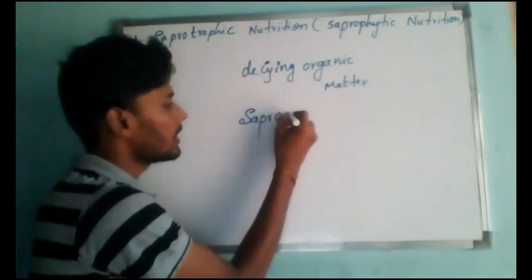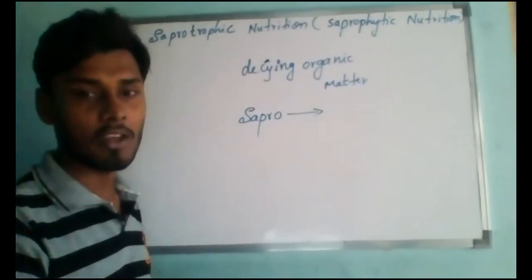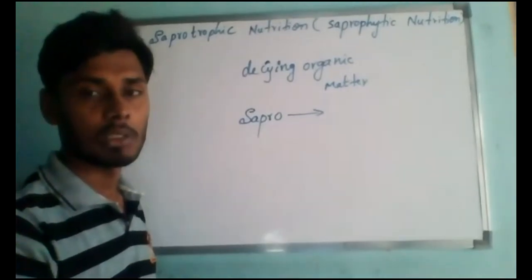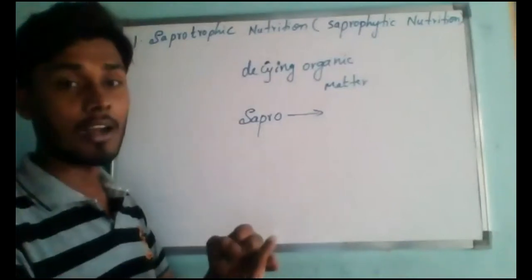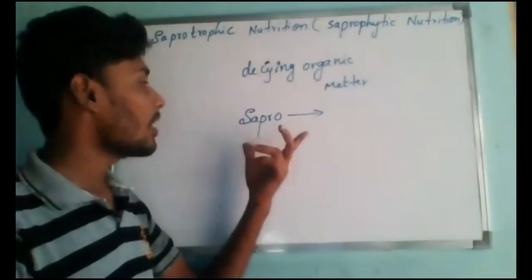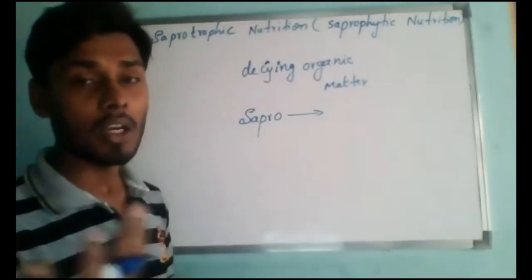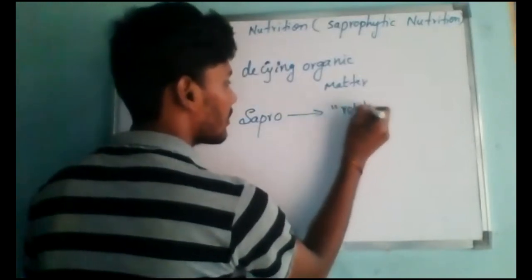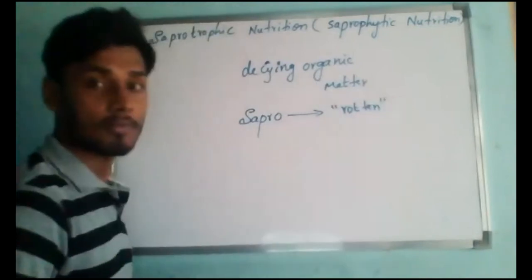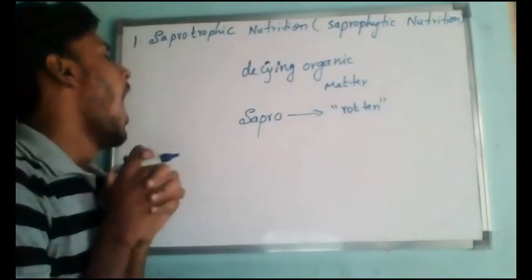So here, what is the meaning of sapro? You already studied, correct? Just now I told you three things: dead plants, dead animals, and rotten bread. Dead and decayed plants, rotten bread. So what is the meaning of sapro? Sapro means rotten. Understanding that? Yes or no?